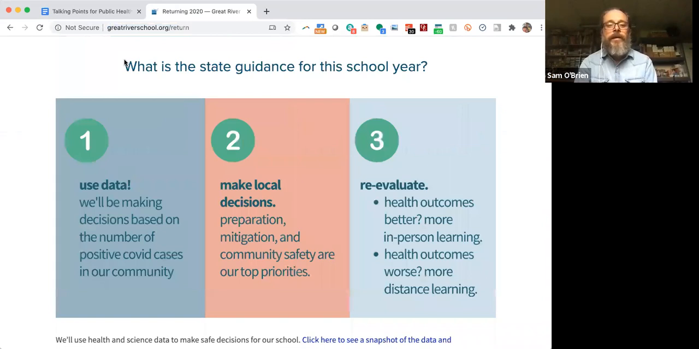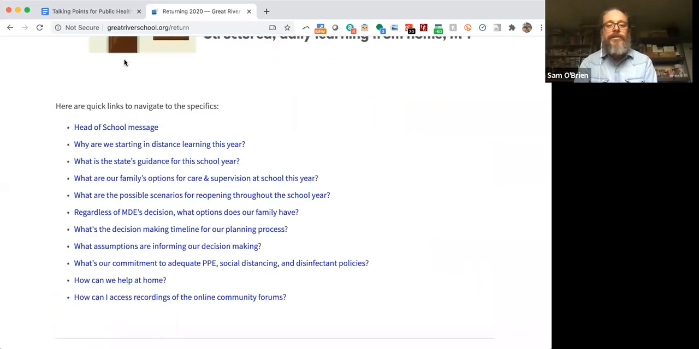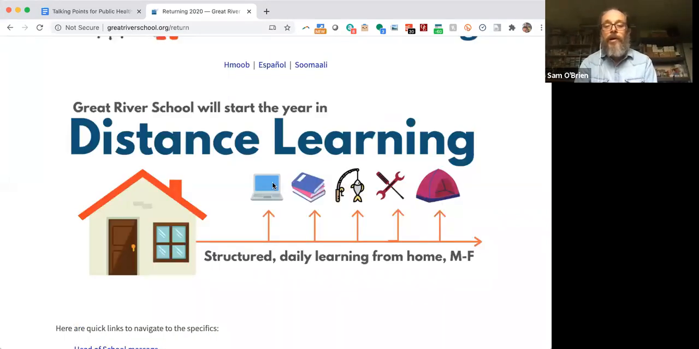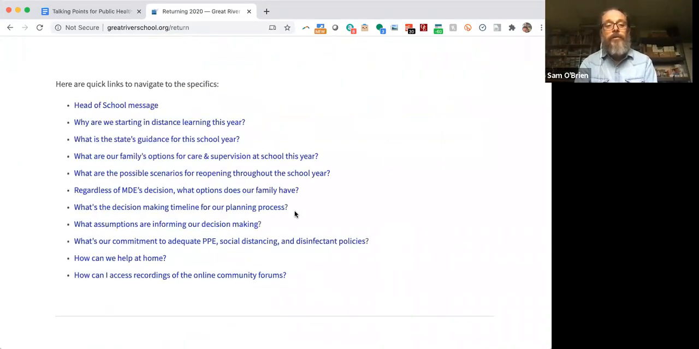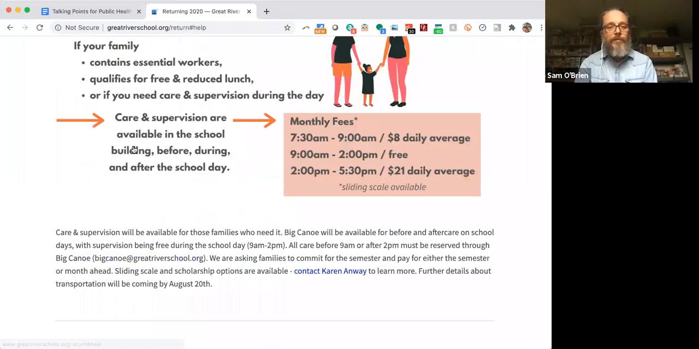And one thing I haven't done on any of these calls is just give a highlight at the top here. We're still reemphasizing how we're starting with that big, beautiful graphic, but there are answers to all these questions, such as what assumptions are informing our decision-making, what's our commitment to personal protective equipment, social distancing, and disinfectant policies, how can we help at home? And when you click on one of these answers, it takes you down to the spot on the page where those answers are.